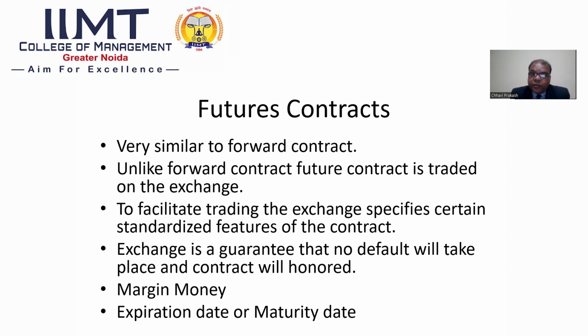In case of a forward contract, the contract tenure will be defined by the parties. In case of a future contract, the expiration date or maturity date is always defined by the exchange. Mostly in the Indian stock market, it is defined as the last third day of the month. The last third day of the month will be the maturity date or expiration date for that month's future contracts.